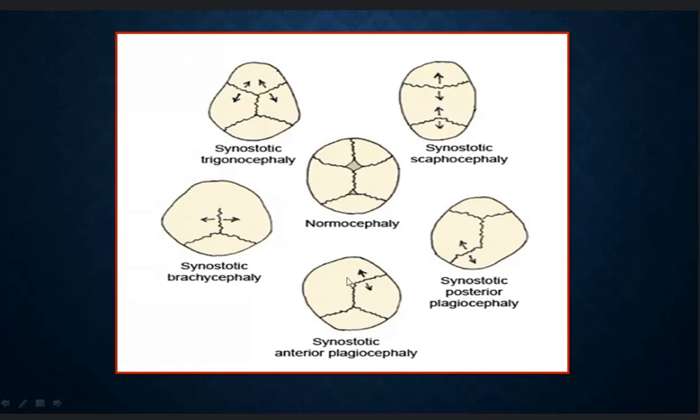But if the fusion happened in one side of the coronal suture, the expansion will happen on the other side, giving the picture of anterior plagiocephaly. Anterior plagiocephaly and posterior plagiocephaly are what people call the flat head. Have you heard this term? The flat-headed child has craniosynostosis, in one side of the coronal suture or one side of the lambdoid suture.